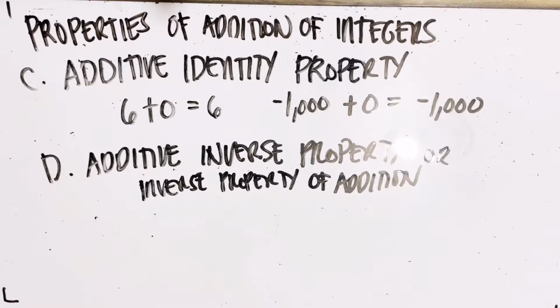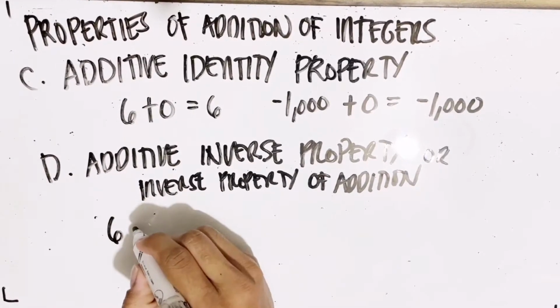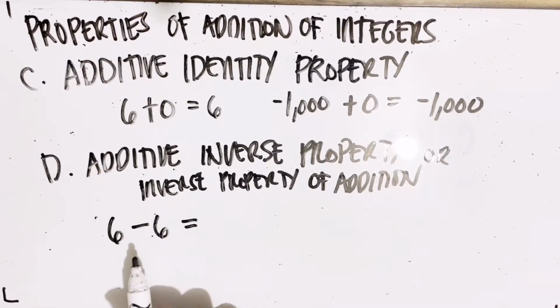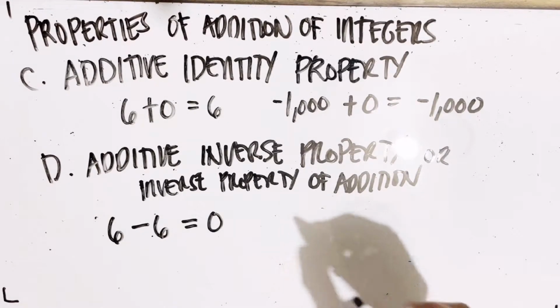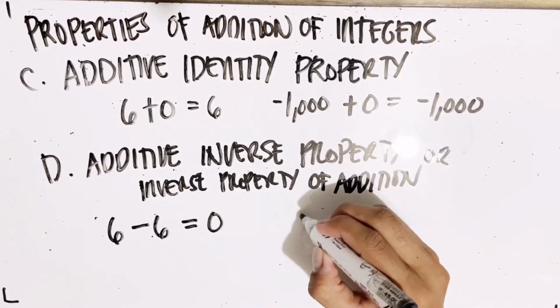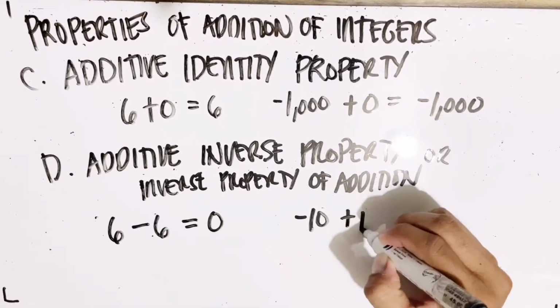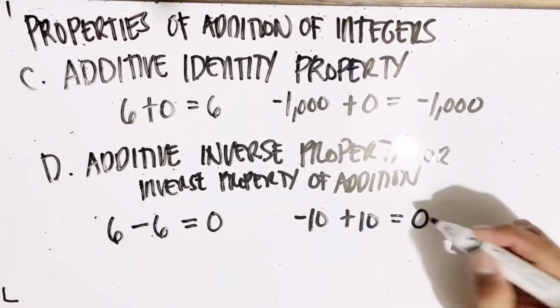So, for example, we have 6. The additive inverse of 6 is negative 6. So, when you add that one, the answer will be equal to 0. Or when you subtract that one, the answer will be 0. Another example, the additive inverse of negative 10. The additive inverse of negative 10 is positive 10. So, negative 10 plus 10, that will be equal to 0.